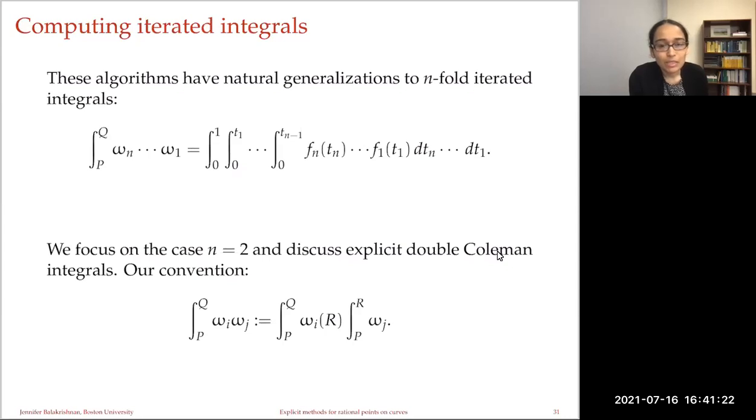So if I want to compute a double Coleman integral between points P and Q, what I mean by that is I'm going to integrate from P to some dummy variable R, and then that gives me some series in terms of R. I rewrite my second differential, omega j, in terms of R, and then integrate out. So that will give me the integral from P to Q of omega i, omega j. So really there are two integrations happening. I just suppress one of the integrations in the notation.